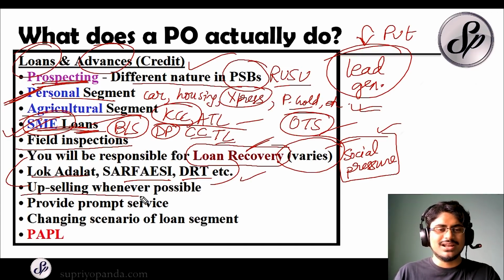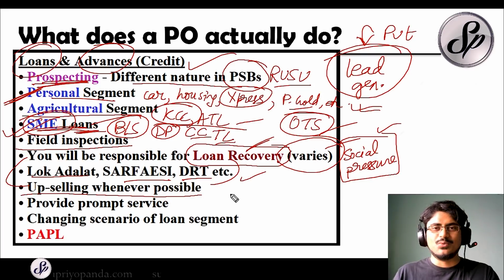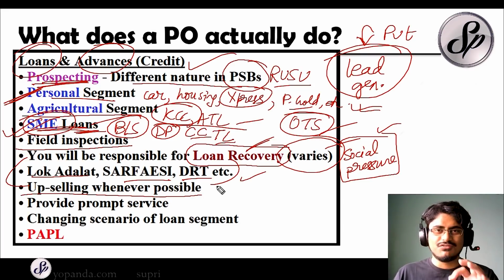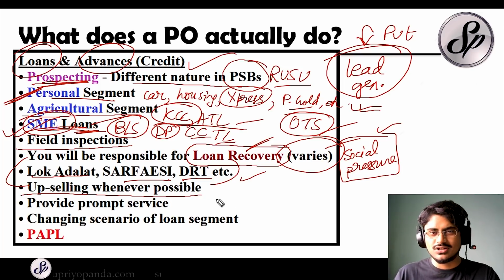Then upselling whenever possible. I remember that whenever there was a chance to offer the customer some different product, or maybe some kind of cross-selling product, people used to go ahead and do that, and this is also something that is expected from you. The loan customers are actually good customers, most of them, so you can try and sell some more products to them, and it's always good for the bank.